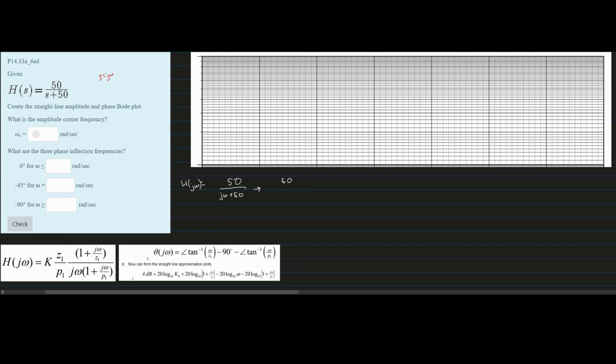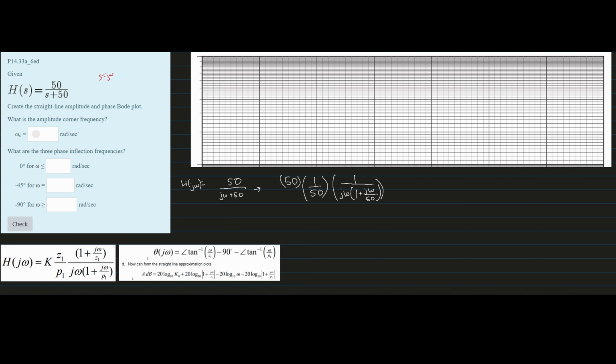So in essence we're going to have 50 because this is our K, or not, this is not our K. This 50 out front is just a constant. So we're going to have our constant out front, and then we're going to have our z1 over p1. It's important not to get those confused. And then from here, we are just going to have a 1 in the numerator, and this is because we have no zeros. If we did have zeros, it'd be a little bit different. And then we have a j omega out here, and then we have a 1 plus our j omega divided by our p1, which is 50.